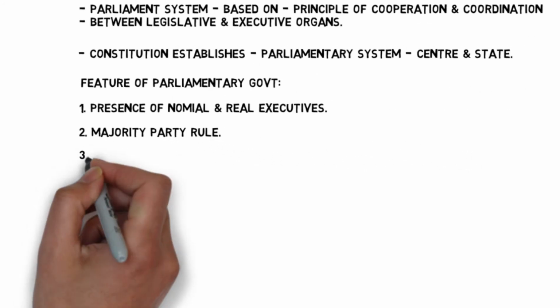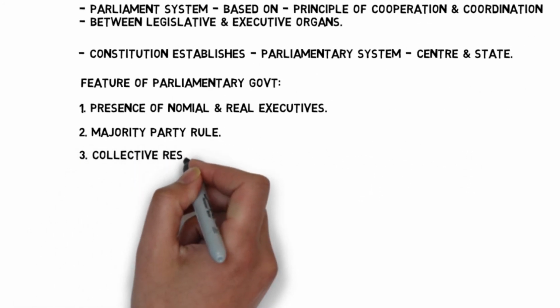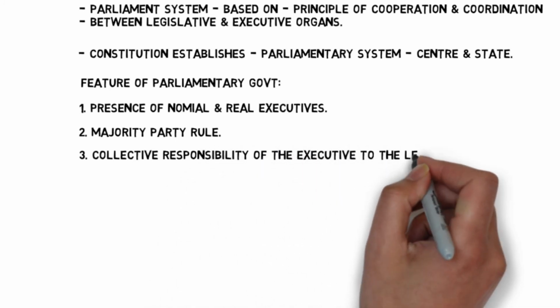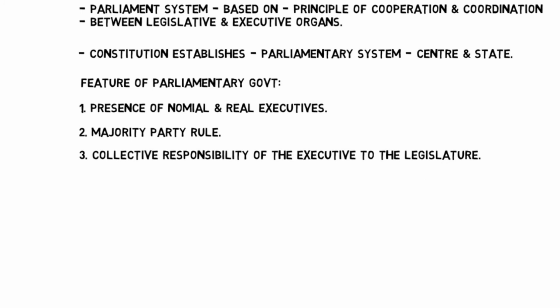Third, it talks about collective responsibility of the executive to the legislature. Now, whether you are in the ruling party or in the opposition party, whether you are in majority or in minority, everybody has a collective responsibility towards the executive powers of the legislature. That means both the parties must work together for the welfare of the people and the country.